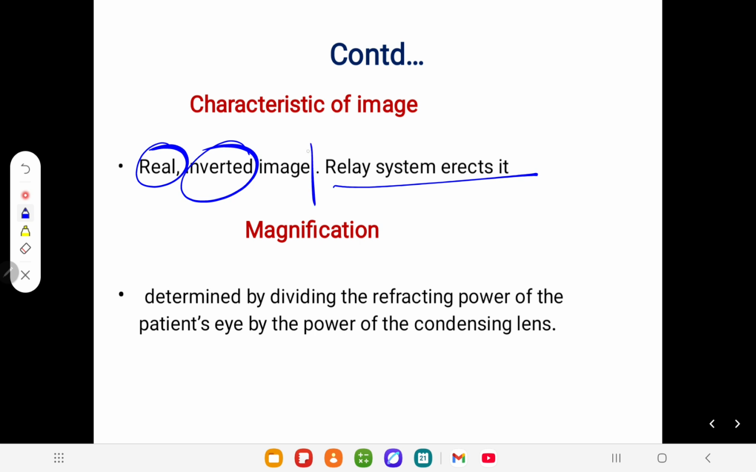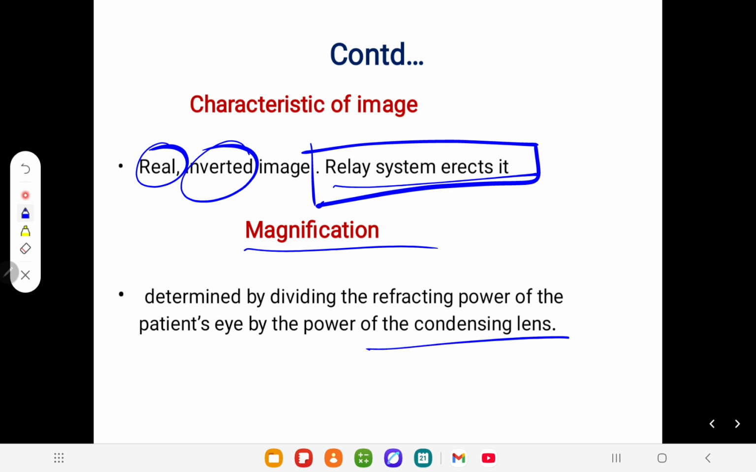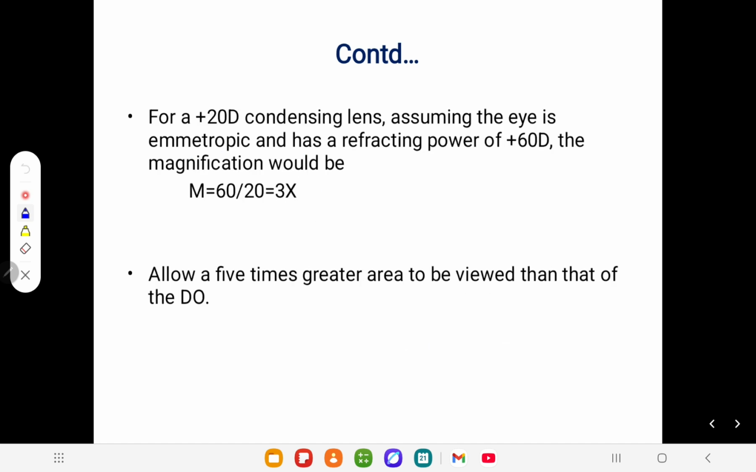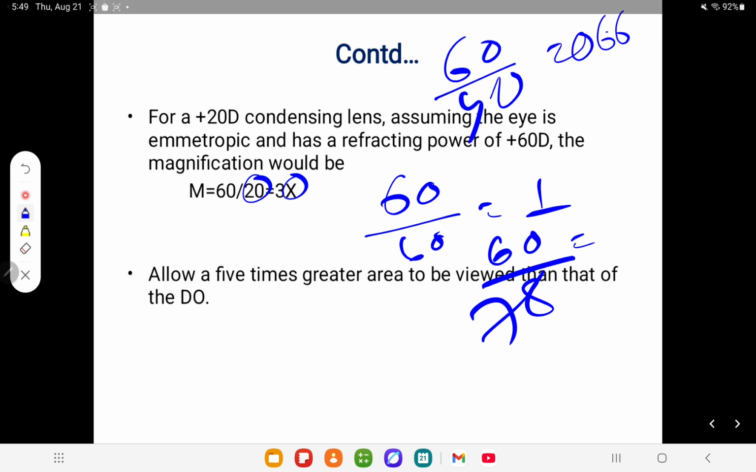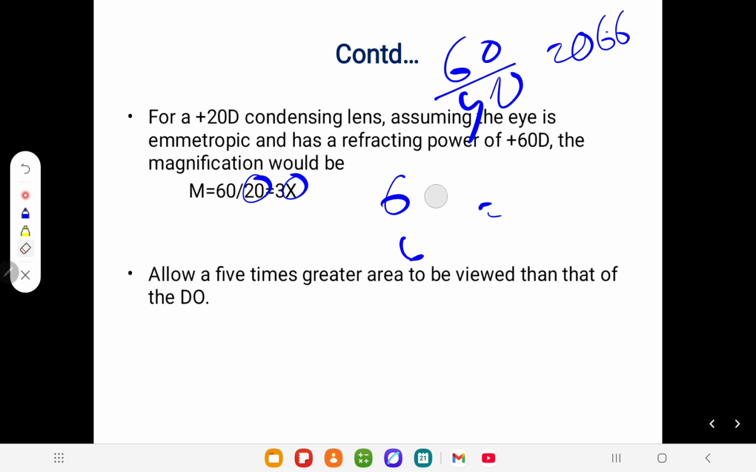The image is erected basically if there is a system that will invert the inverted image, and then the magnification is the refractive power of the eye divided by the power of the condensing lens. Very simple. So I'll show you. See, 20 diopter means 3 times magnification. If 60 diopter, it's 1 times magnification. If 78 diopter, then less than 1 times magnification. If 90 diopter, then 0.66 times magnification. That's simple.